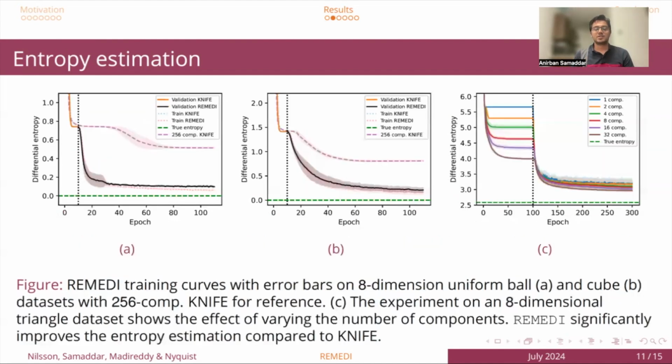Next, we apply this approach for entropy estimation on 3 additional datasets. Here we apply REMEDI on an 8-dimensional uniform ball, uniform cube, and a triangle dataset. In all the datasets, the true entropy is represented by the green dashed line. And we can see in all the datasets, REMEDI is able to closely estimate the true entropy compared to the baseline naive approach.